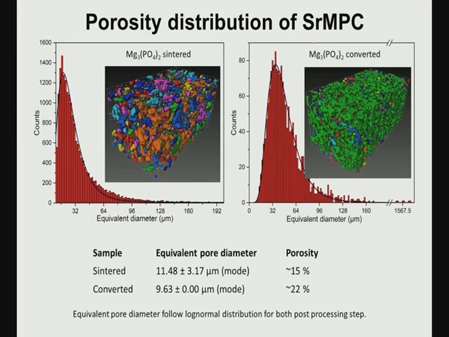You can do a lot of quantification also, like pore size and pore diameter, for Mg3(PO4)2 sintered and converted. The pore size can go up to 130 or 140 micron, and as you can see, there is not much difference in pore size between sintered and converted, only the porosity fraction is different. One is 15%, one is 22%, and in the sintered case it is 11.5 micron, in the converted case it is 9.6 micron.